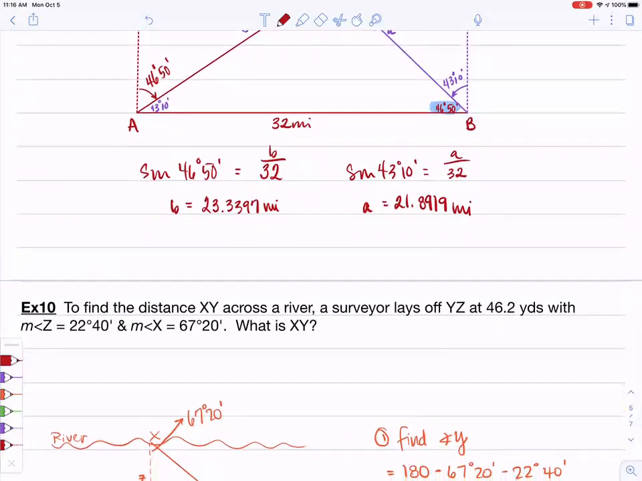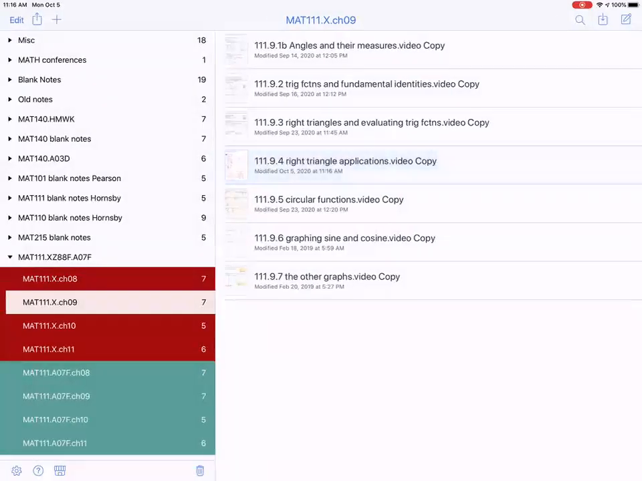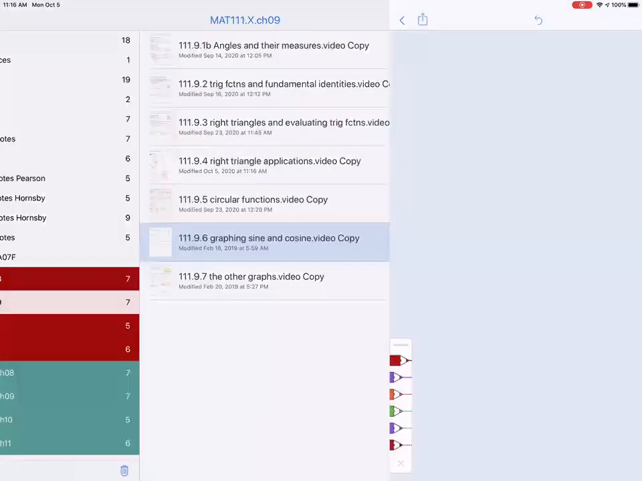Okay? Any questions on that? So again, the challenge, in my opinion, is simply getting the right picture. That's the challenge. The math isn't the challenge.